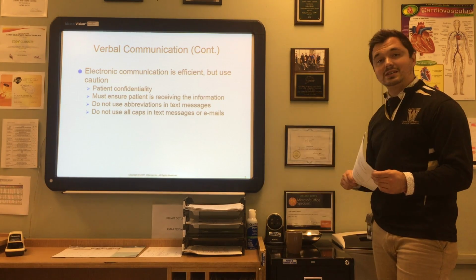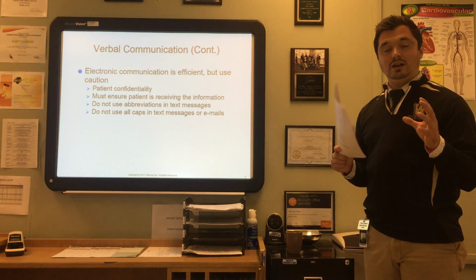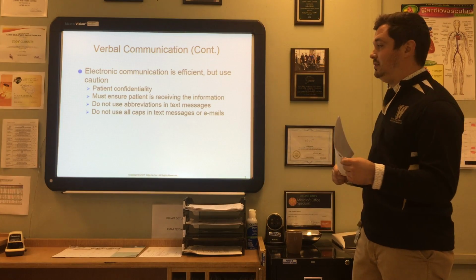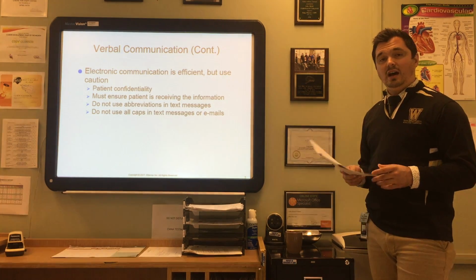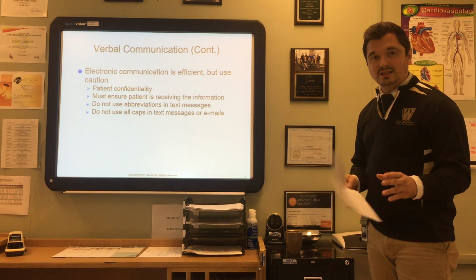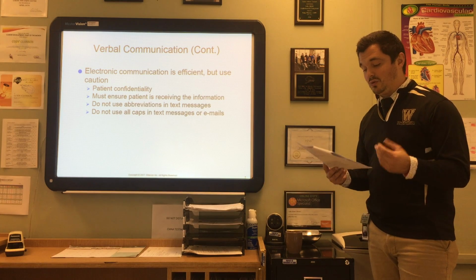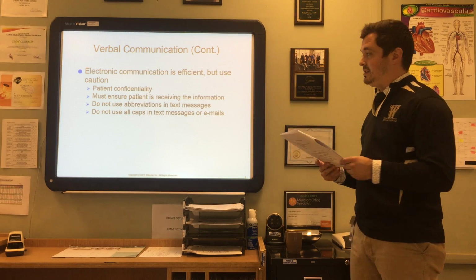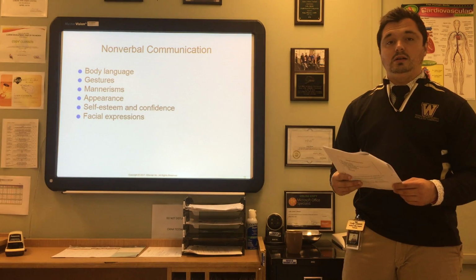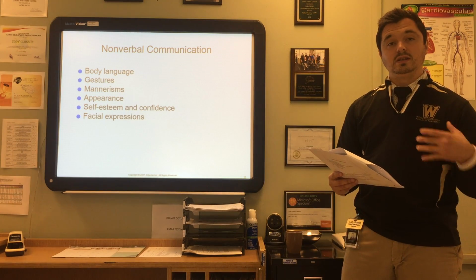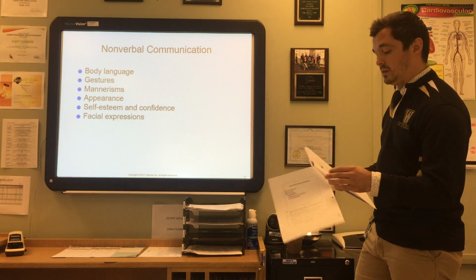Don't use abbreviations in text messages. Write everything out, so that there's no confusion and everybody is on the same page. And never use all caps in text messages or emails. Why, you may ask? If you write something in caps, they might think you're screaming or yelling at them through these emails. So use professional lingo and professional writing skills, guys. That's what we really need to focus on.